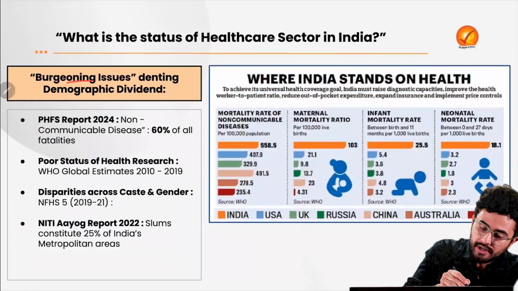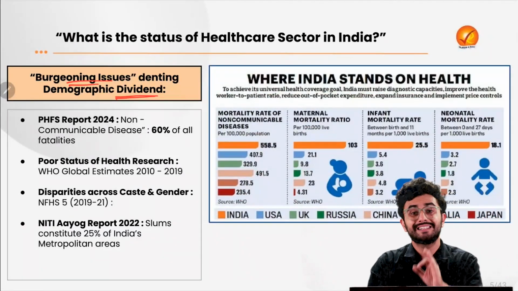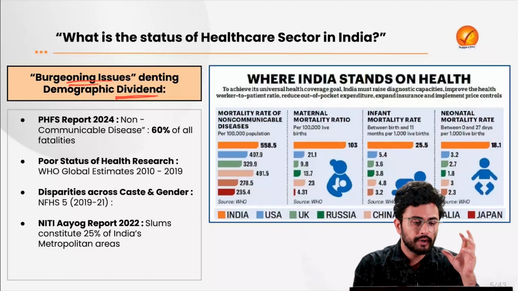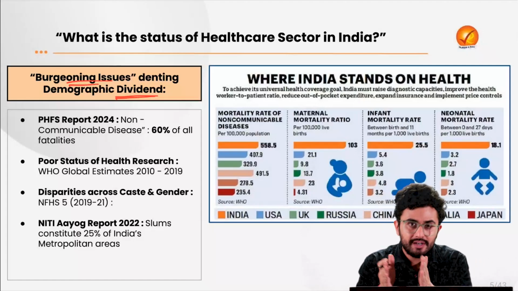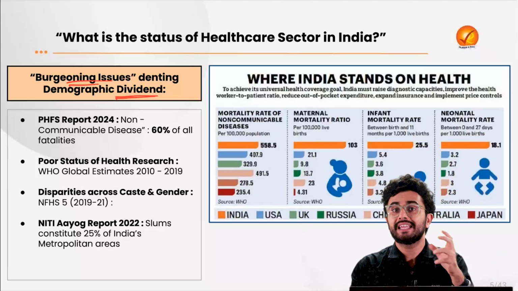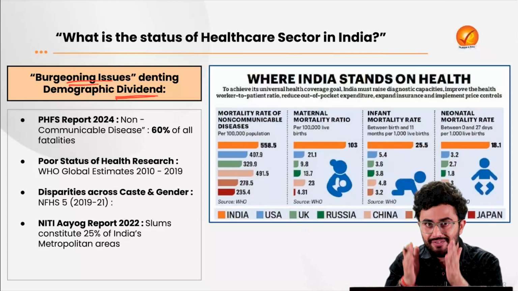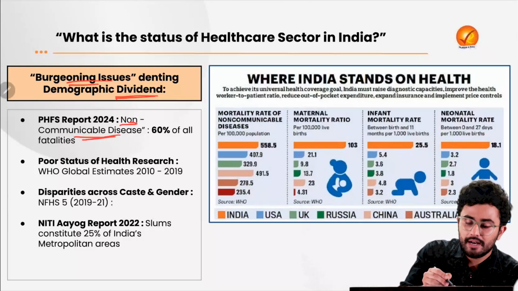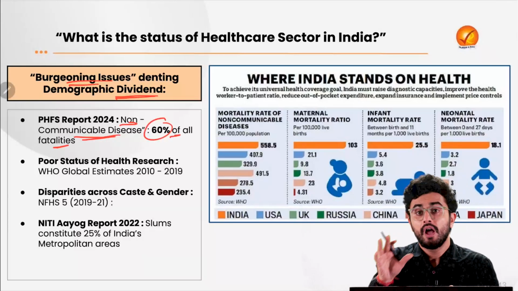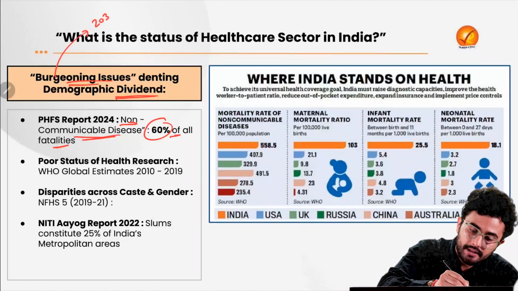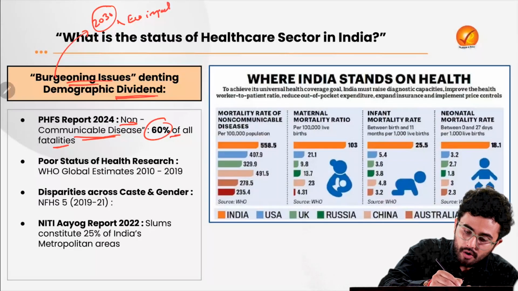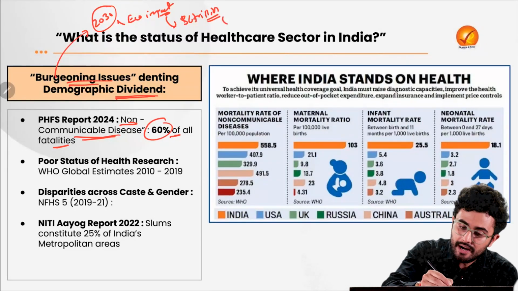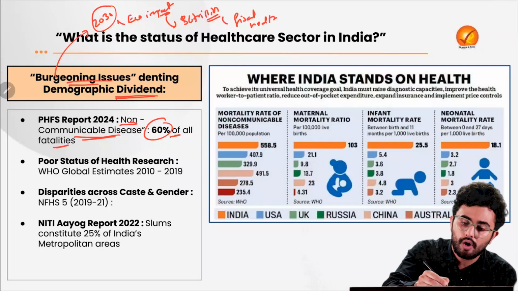Then there exist some burgeoning issues which can act as a dent to our demographic dividend, on the basis of which we are going to become a developed nation. The first is, if we look at the Public Health Foundation Survey Report of 2024, non-communicable diseases, the diseases which are not propagated through the air and are not that contagious. So even if we leave out diseases like COVID-19, which caused a pandemic, these non-communicable diseases are responsible for 60% of all fatalities. Also, the same report suggests that by the year 2030, the economic impact of such diseases will cost our economy around $6 trillion. So obviously that is going to be a huge load on the fiscal health of the government.